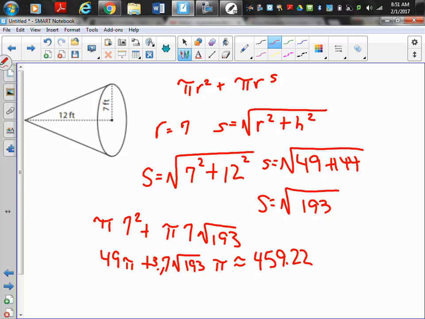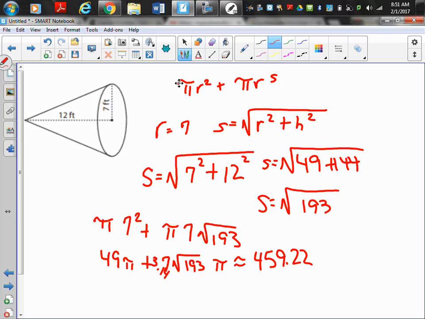Now, you could do 3.14 here. That way you don't have to worry about making sure you scoot over to get out of the square root. It's going to give you the exact same answer. You have to make sure you're outside of the radical to get the correct answer.